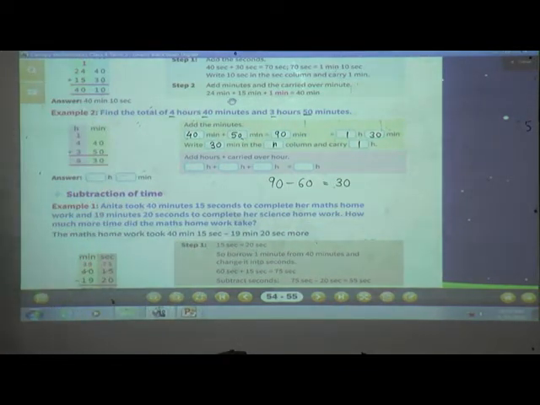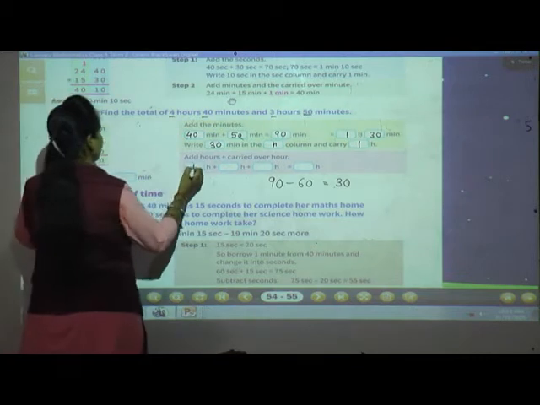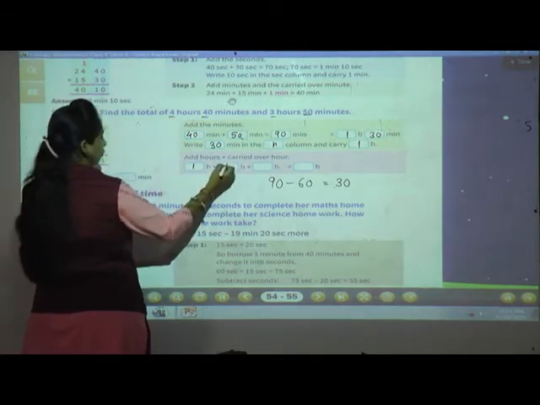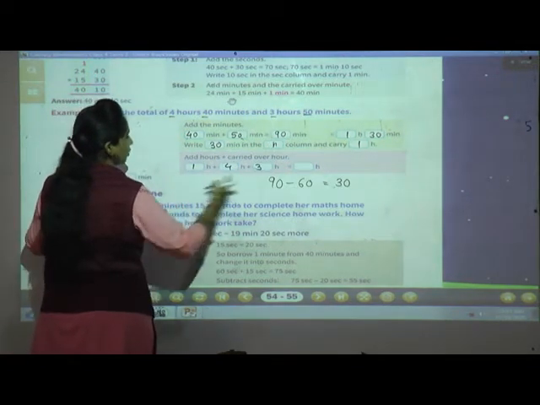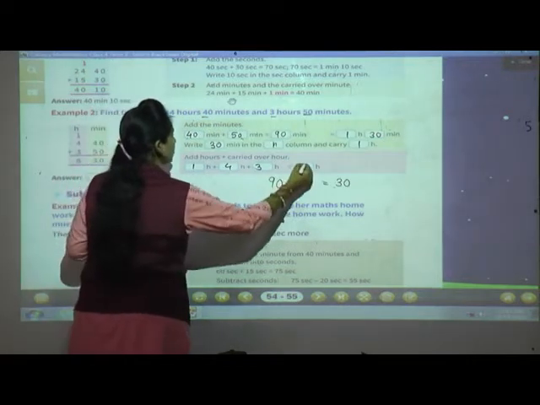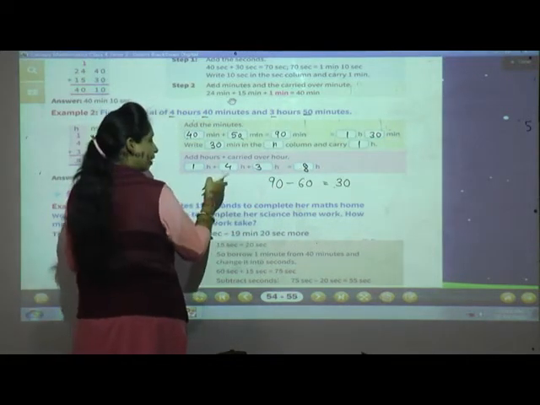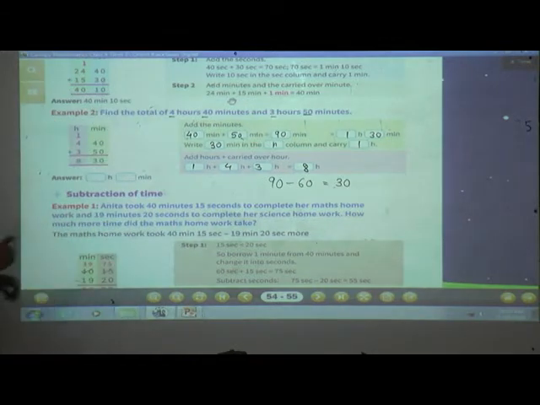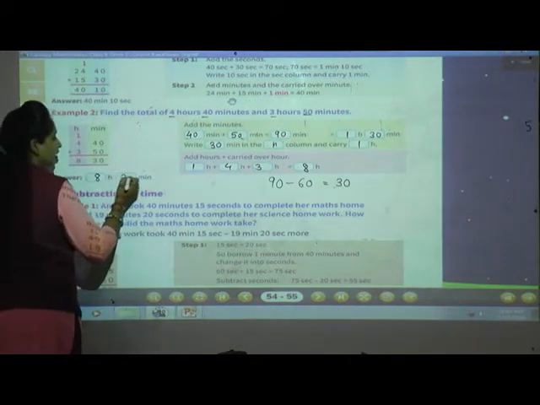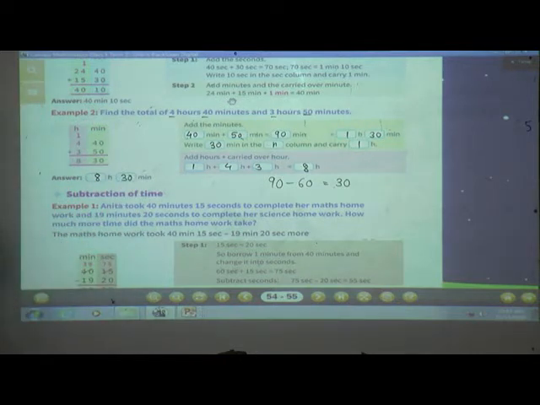Now how many hours are there here? 1 hour which is carried, and 4 and 3. When you add all these numbers we get 8. 1 plus 4 is 5, 5 plus 3 is 8. So what is the answer? 8 hours and 30 minutes. The total is 8 hours and 30 minutes. Clear? Very good. Now we will see the subtraction of time.